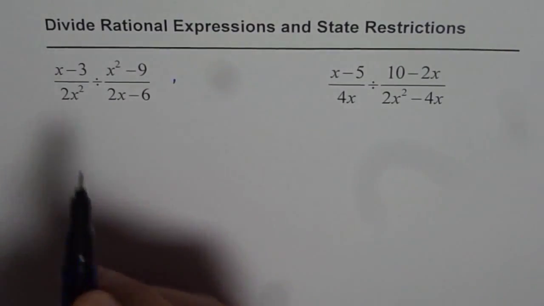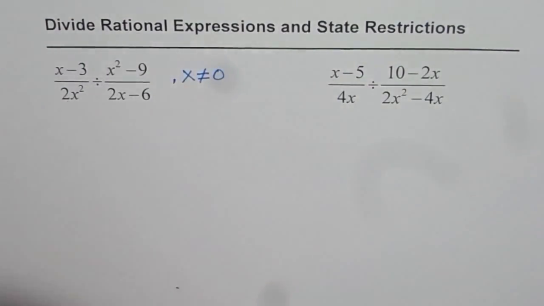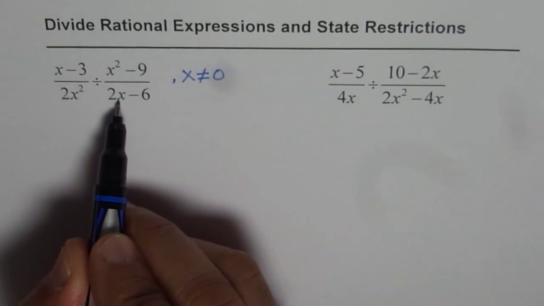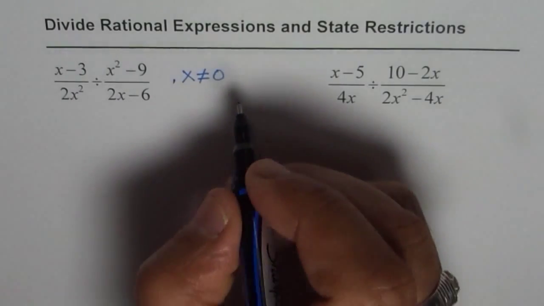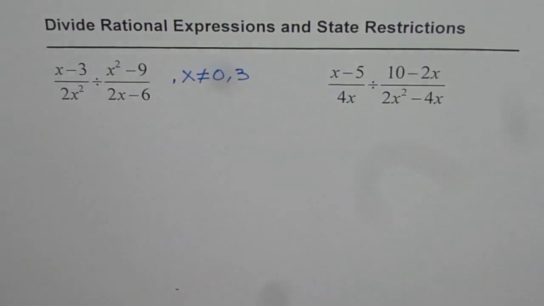Denominator cannot be 0. That means x is not equal to 0. This is from the first one. And here 2x minus 6 cannot be 0, or x is not equal to 3, correct? So x is not equal to 3. So we get two restrictions from this particular expression.